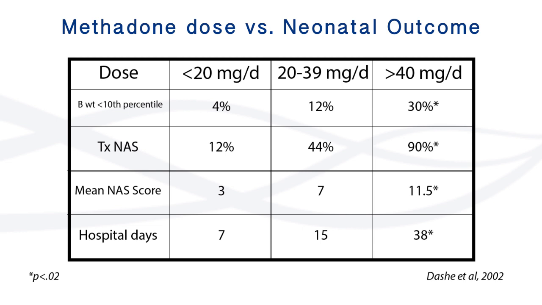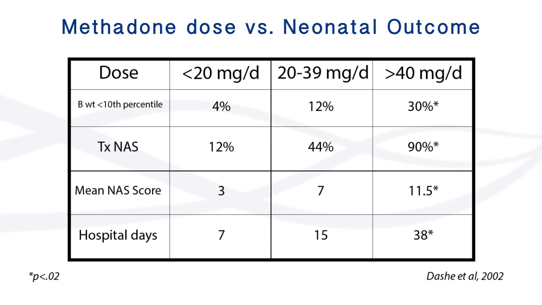How many infants needed treatment for neonatal abstinence syndrome? Again, a steady increase based on dose from 12 to 44 to 90% of babies whose mothers were on more than 40 milligrams per day.